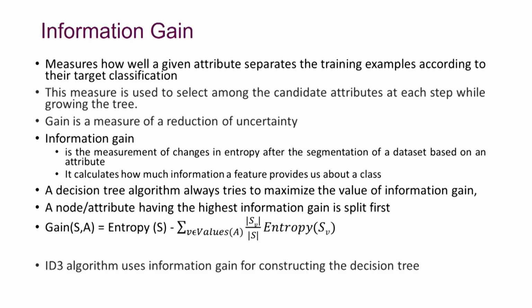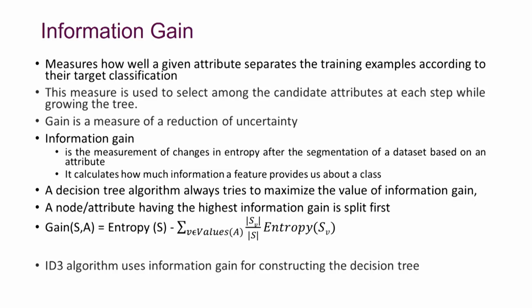So, let us see what is information gain. Information gain measures how well a given attribute separates the training example according to their target classification. It means when we are using any attribute, how well it is dividing the data set into two or more nodes, such that each node is more pure node. So, how it is done?